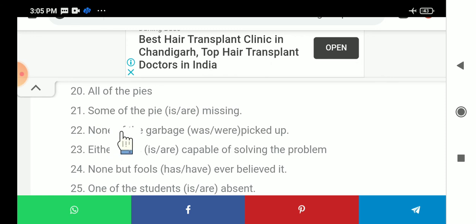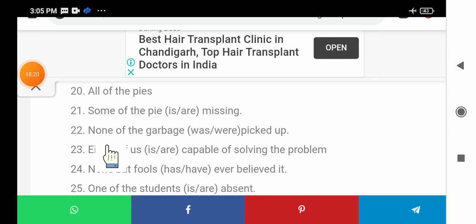Some of the pie is or are missing. So the answer is some of the pie is missing. Some of the pie gives a meaning of singular. With a singular meaning subject, we have to use a singular verb. Understood? Question number 22.